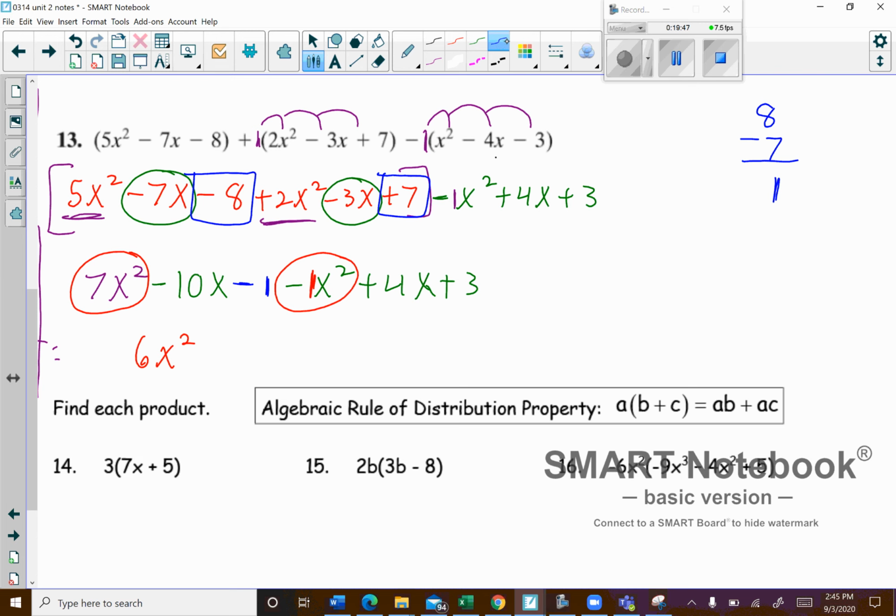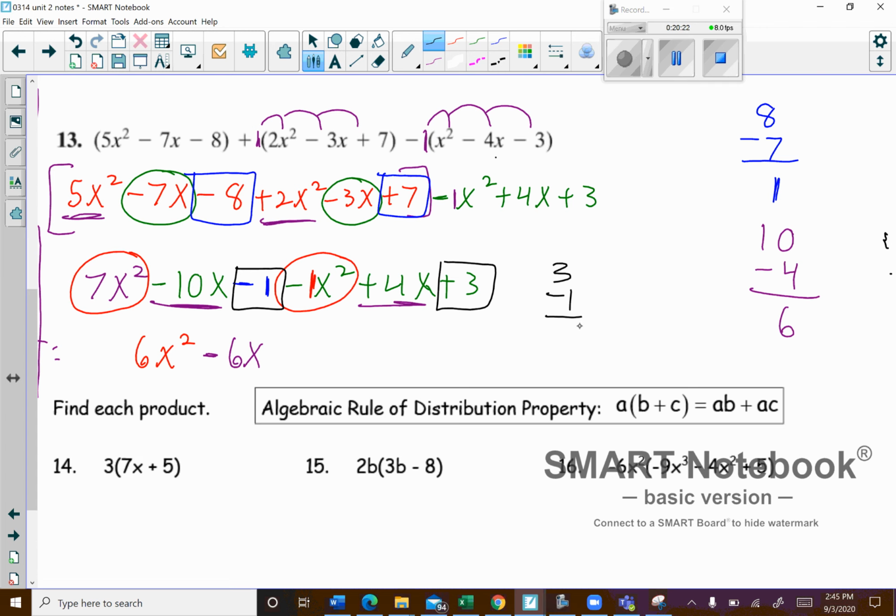And then, let's see, I have minus 10x plus 4x. They're competing. 10, take away the smaller number, that would give me a 6. The larger number was negative, so my result is negative, or a minus, right? Same thing, minus 6x, okay? And then, let's see, then the last part, we have a minus 1 and a plus 3. They're competing once again. Let's see. There we go. 3 minus 1 is 2. The large number was positive, so our result will be positive. And so there we go.